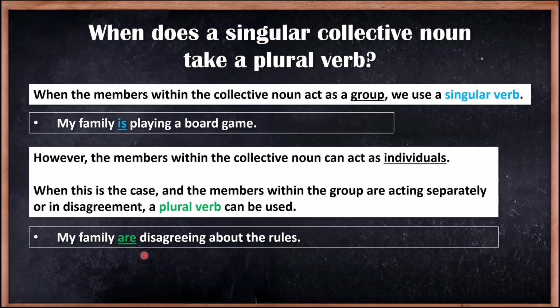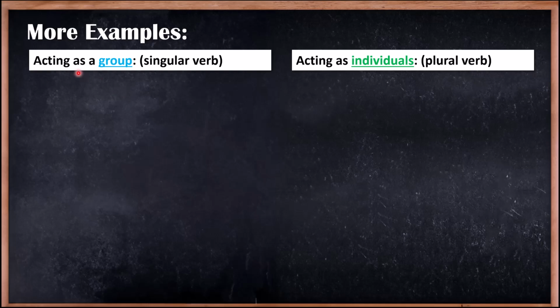So in this case, we could use a plural verb to emphasize that the members are acting as individuals and they have different opinions. Now, this is a little difficult, and not all English-speaking countries follow this rule, so keep watching to understand more. More examples of collective nouns acting as a group, where we use a singular verb, and collective nouns acting as individuals, when we could use a plural verb.